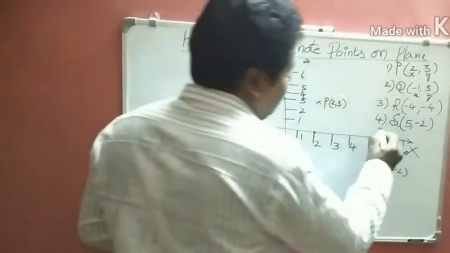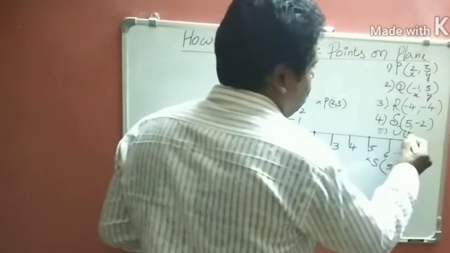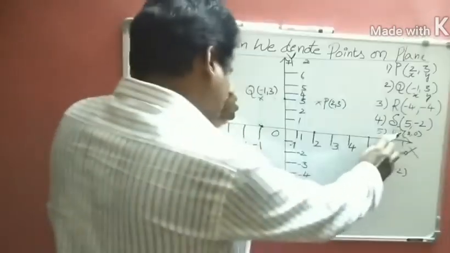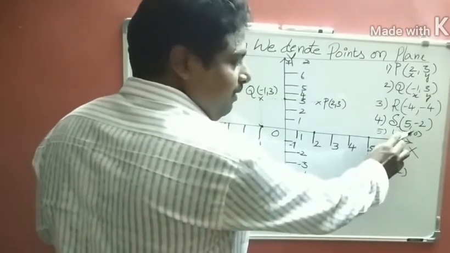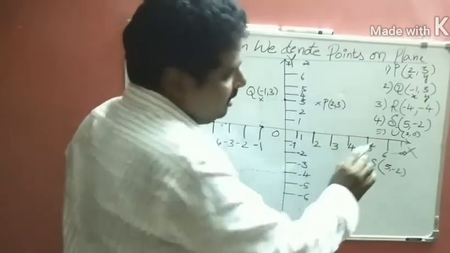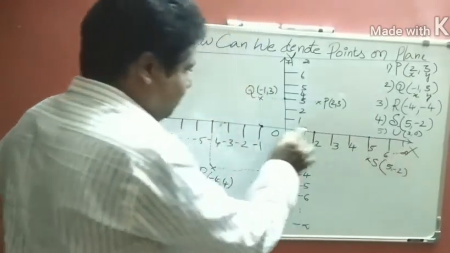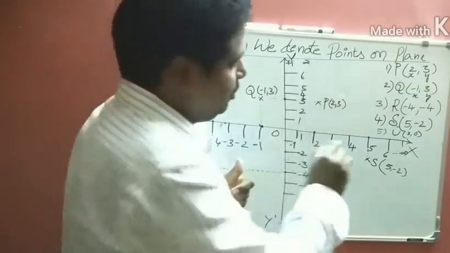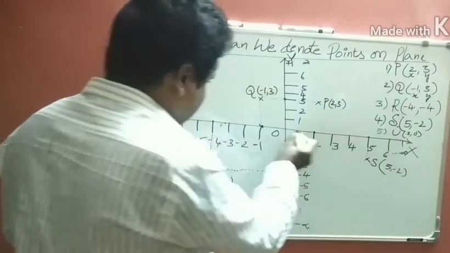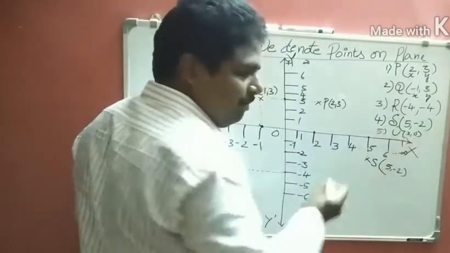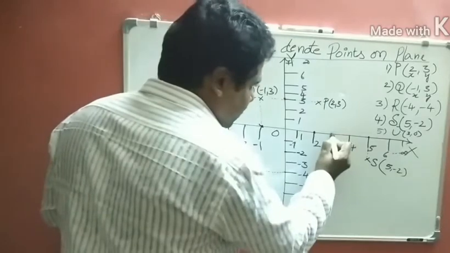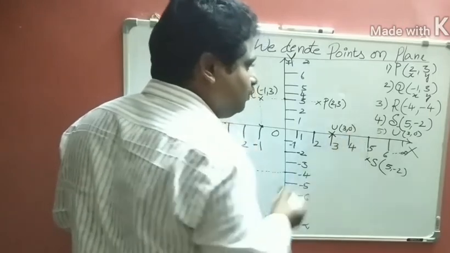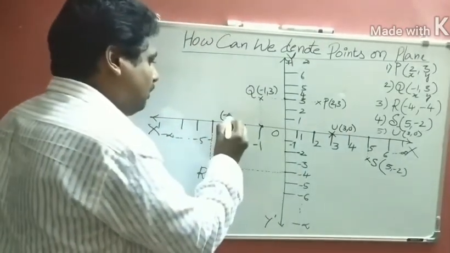Let us take another point, U, 3 comma 0. As I told in our previous class, in the given Cartesian coordinates, if y is 0, then that point lies on the x-axis. If x is 0, then the point lies on the y-axis. So here y is 0, so 3 comma 0 lies on the x-axis. Is this plus 3 or minus 3? Yes, plus 3. So here 3. Where is that point? That is U, 3 comma 0. Similarly, here we have minus 3 comma 0.